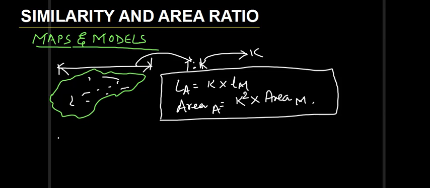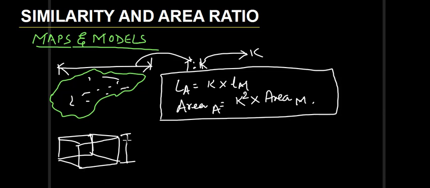Now if there is something called a model, like this, there is a big cube which I am going to show in a smaller dimension. So you can see this is a cube. Now suppose there is a lot bigger cube than this, and I just want to show a model of that, like this. So there is some length over here of the model.